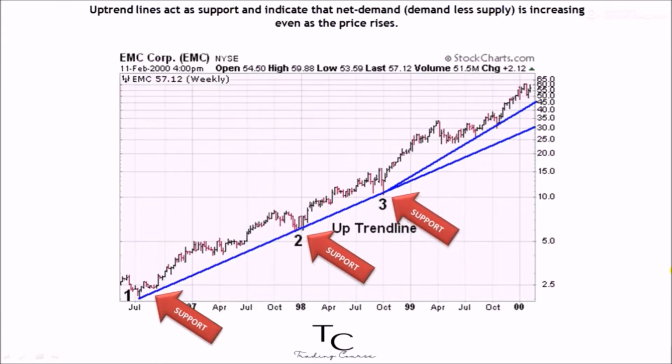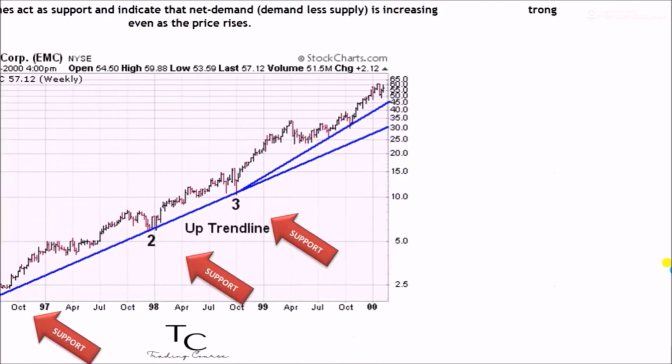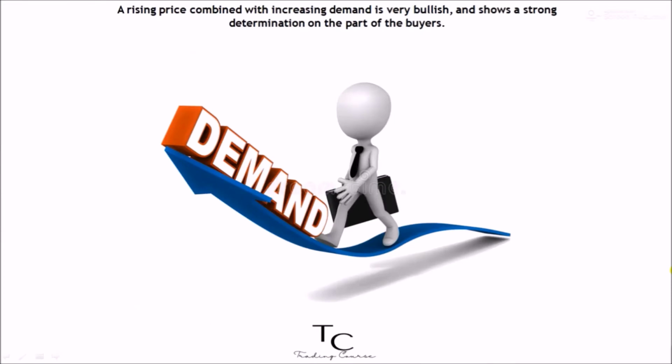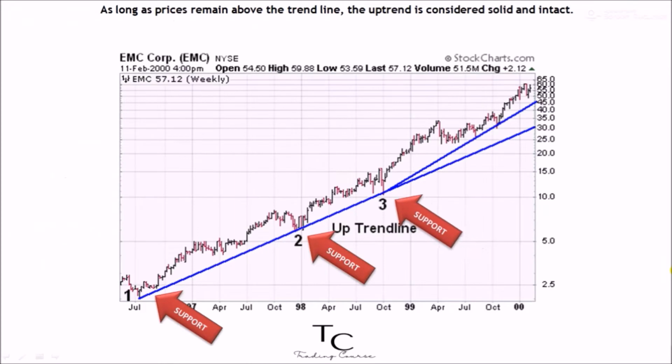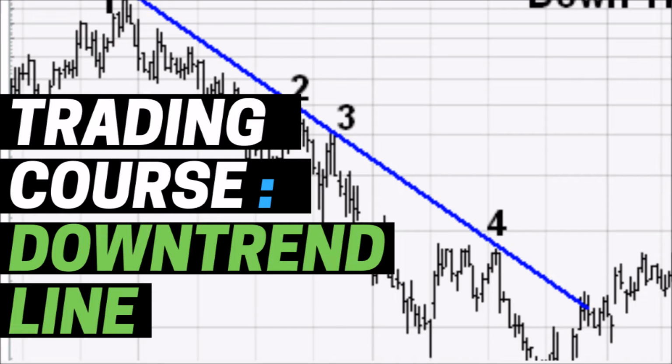Uptrend lines act as support and indicate that net demand, demand less supply, is increasing even as the price rises. A rising price combined with increasing demand is very bullish, and shows a strong determination on the part of the buyers. As long as prices remain above the trend line, the uptrend is considered solid and intact. A break below the uptrend line indicates that net demand has weakened and a change in trend could be imminent.